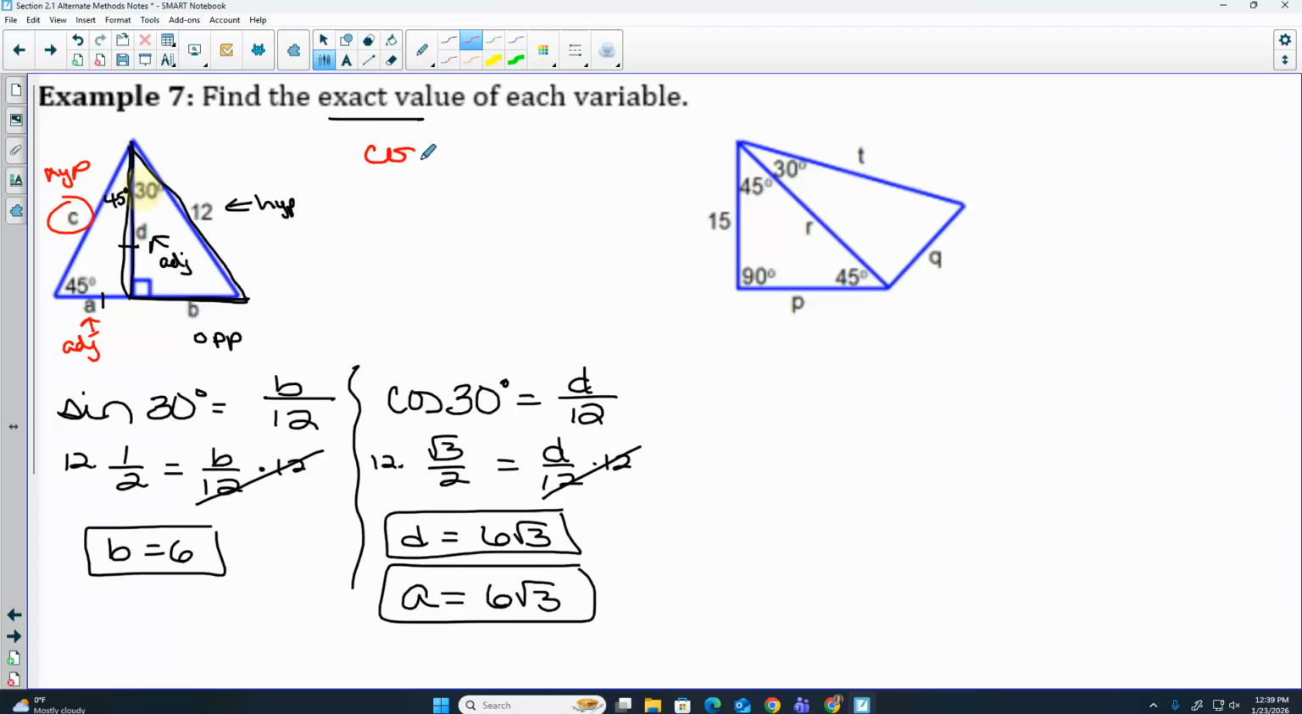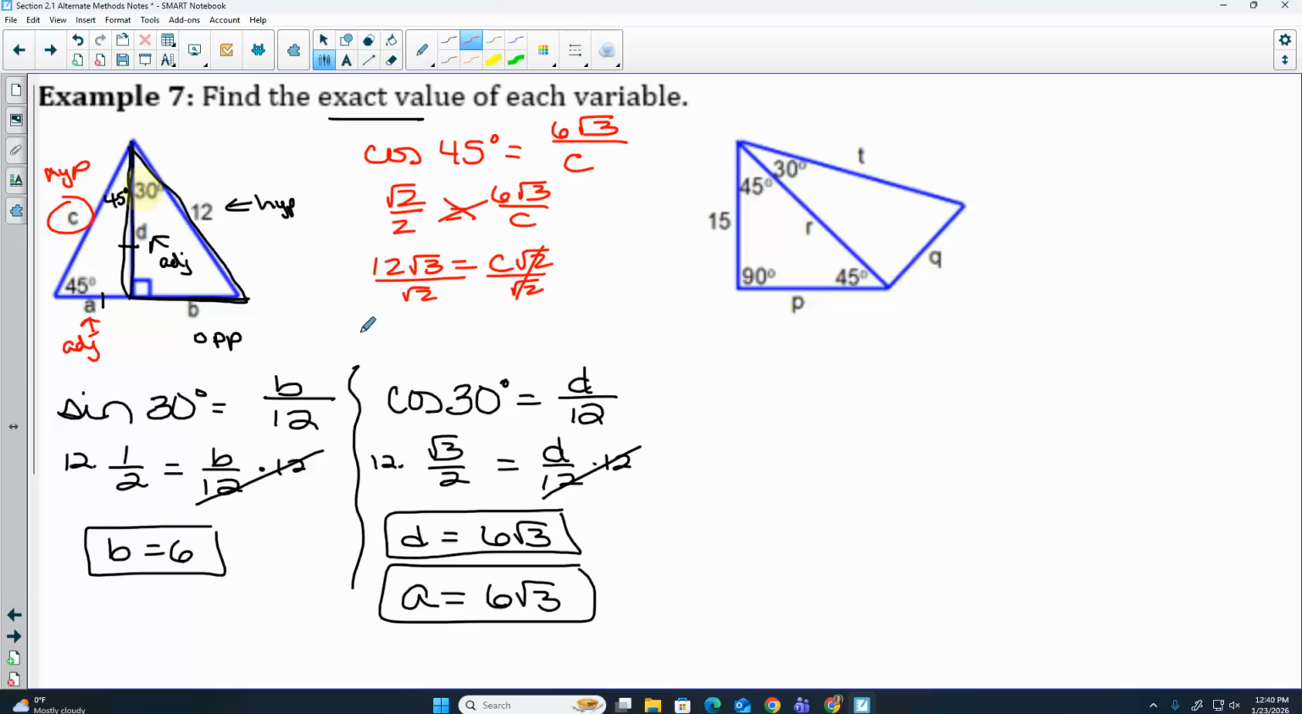Cosine. Let's say the cosine of 45 degrees equals my adjacent side A, which we just said was 6 radical 3, over my hypotenuse C. Okay, cosine of 45, so using our hand trick. Cosine, square root of the bottom over 2, so radical 2 over 2. We cross multiply. Divide the square root of 2 over.